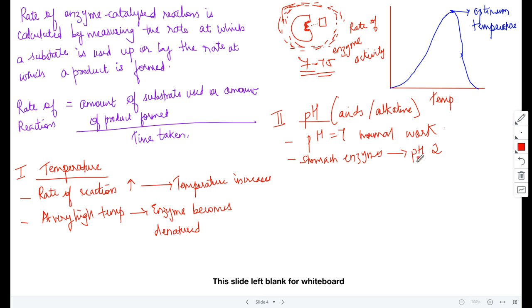So what happens when it has become acidic in nature? As the pH is increasing, the rate of reaction is also increasing, but again at a point it falls back down, making the enzyme denatured. Okay? I'll mention that first.